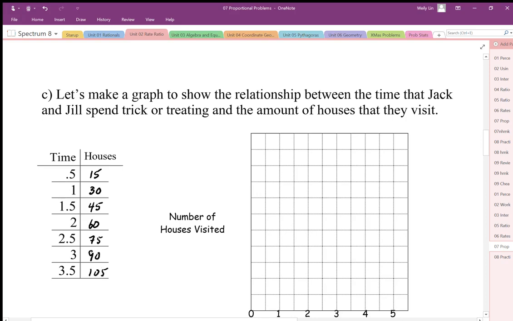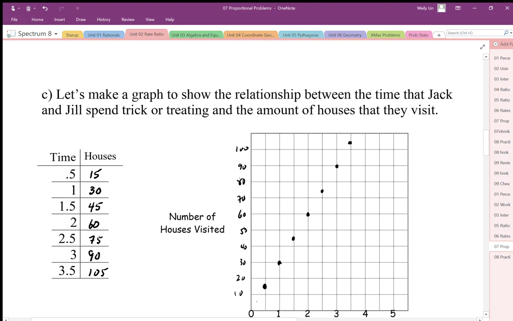Okay, so when we fill that out, we can plot the graph here. So at 1 hour, we're going to go up to 105. So 1, 2, let's say that's 10, 20, 30, 40, 50, 60. So at 1 hour, we're going to be at 30 houses here. Half an hour, we're at 15. At 1.5 hours, we're at 45. 2 hours, we're at 60. 2.5, we're at 75. 3 hours, we're at 90. At 3.5 hours, we're at 105.